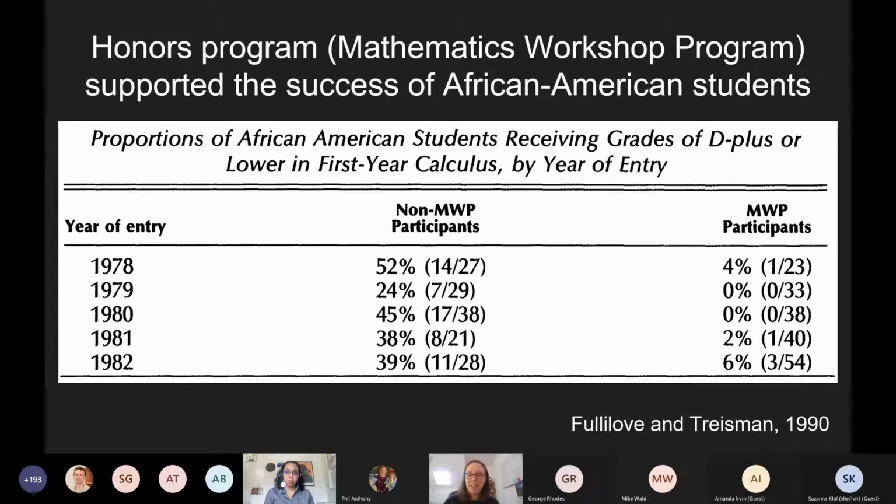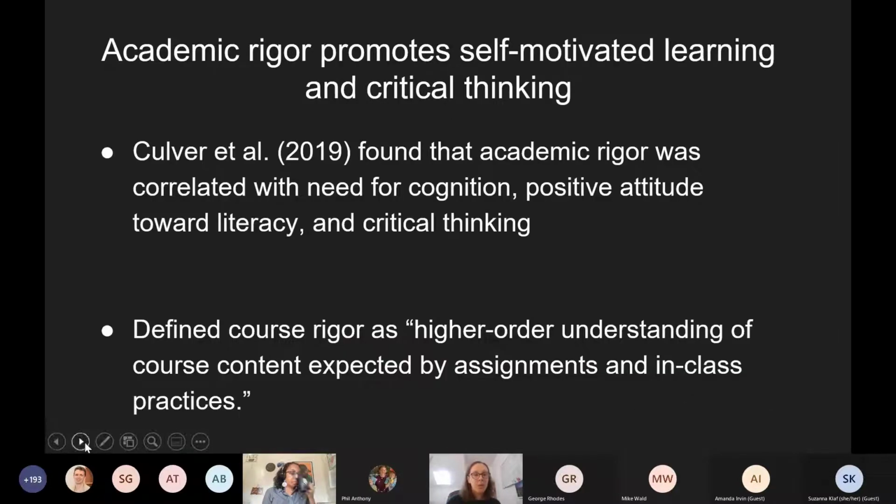If you look at this, this is from 1990, and since that time, there have been many other studies to show this. Since we don't have a lot of time today, we can't go through a lot of them, but we did want to highlight this one more recent study from Culver et al., which was a larger longitudinal study from 46 four-year institutions in the United States.